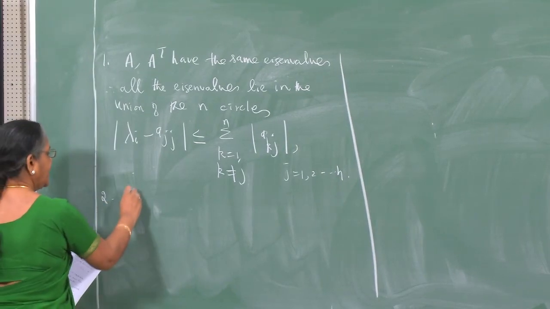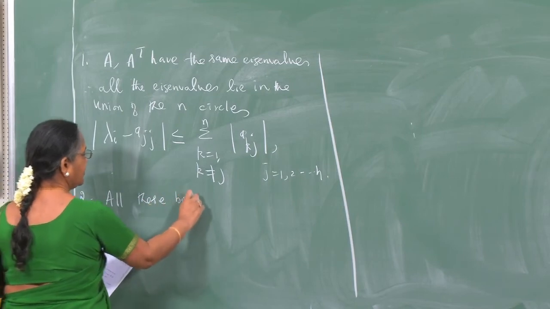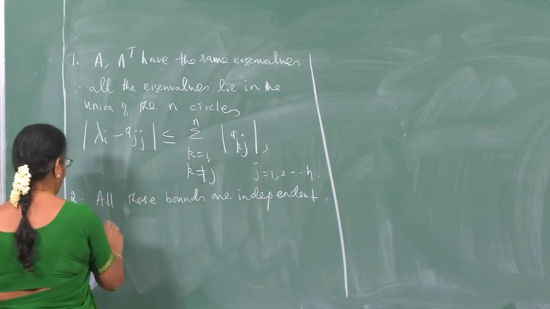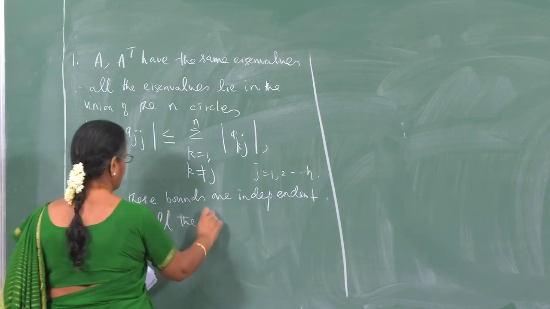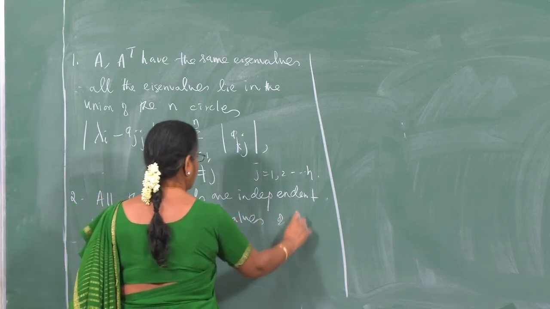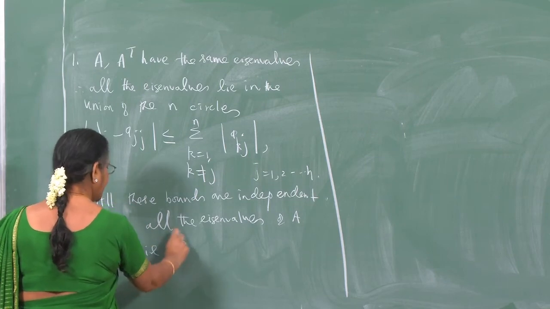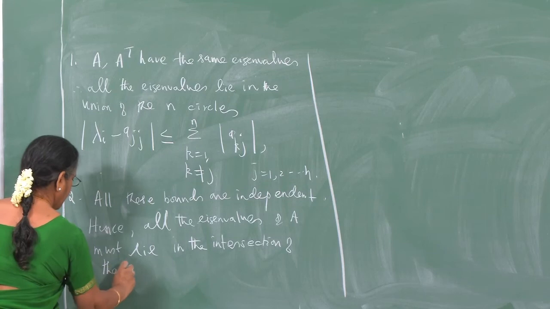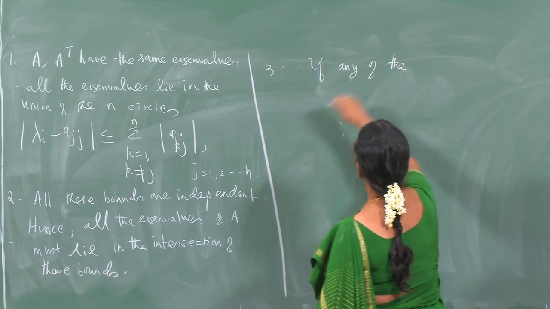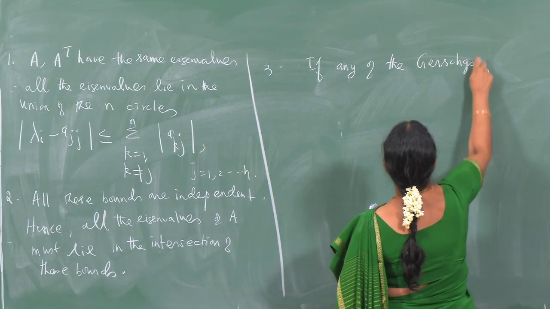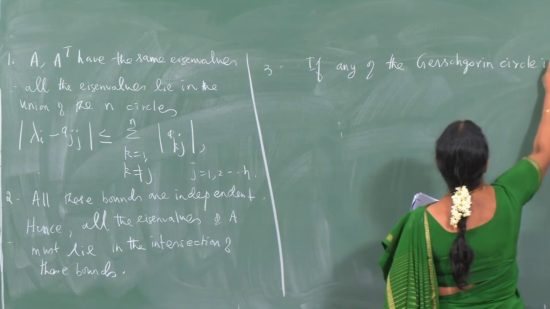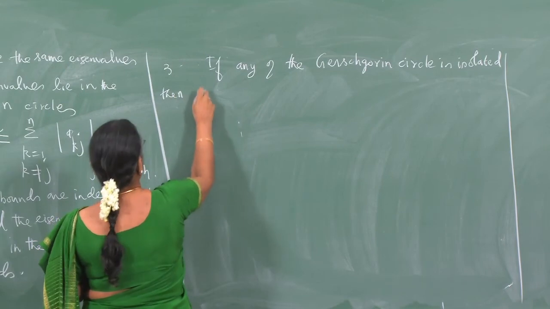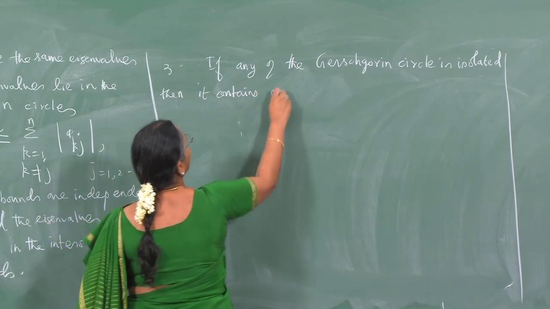Then secondly, all these bounds are independent of each other, and therefore all the eigenvalues of A must lie in the intersection of these bounds. If any of the Gershgorin circles is isolated, then this circle contains exactly one eigenvalue.